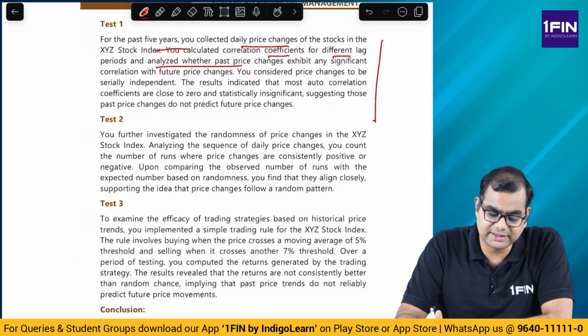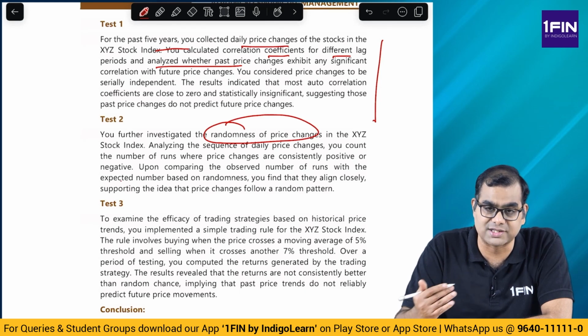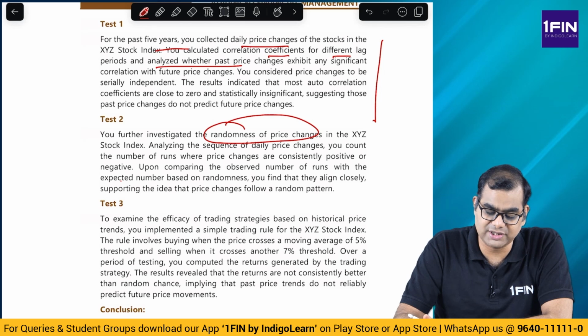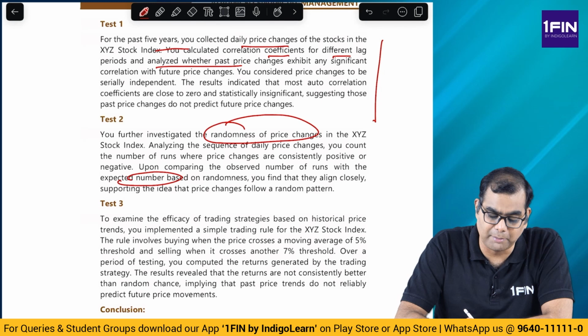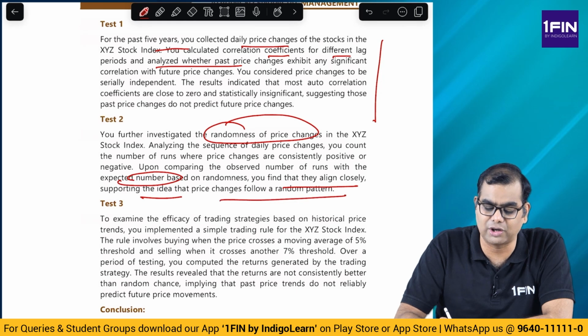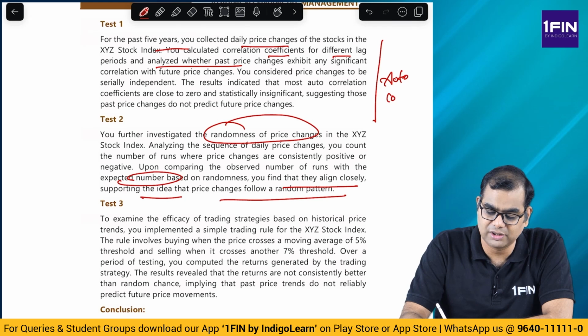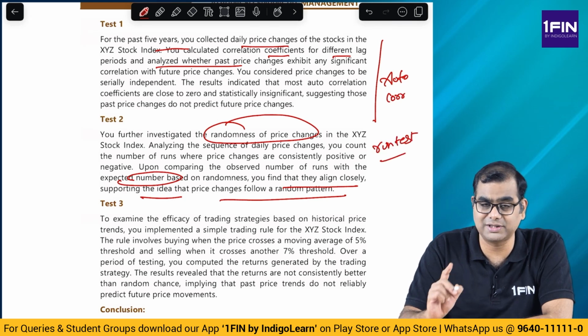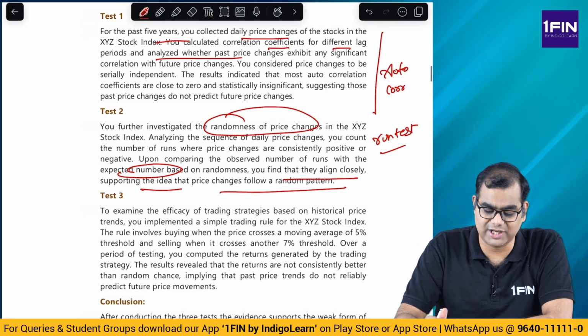Then, you further investigated the randomness of the price changes in XYZ stock index. Analyzing the sequence of daily price changes, you count the number of runs where price changes are consistently positive or negative. Upon comparing the observed number of runs with the expected number of runs based on randomness, you find that they align closely, supporting the idea that price changes follow a random pattern. What did you do? This is autocorrelation, this is a run test. We did problems on this in the security analysis chapter.